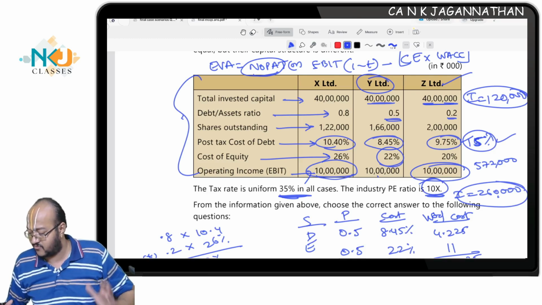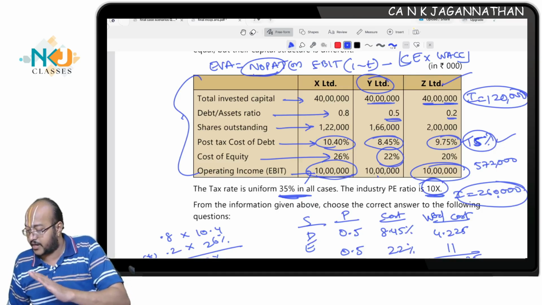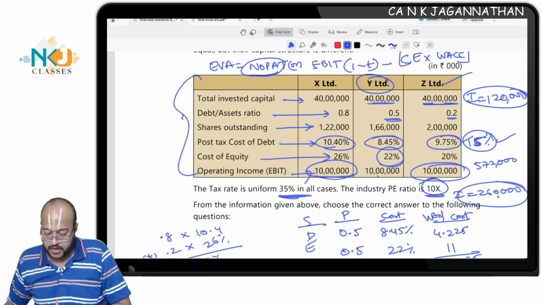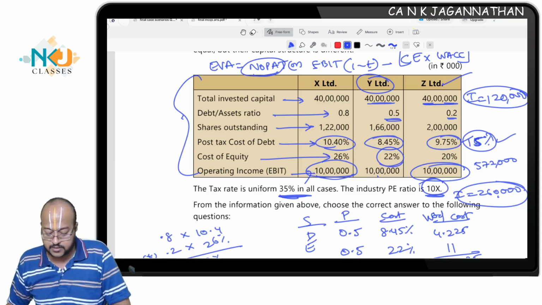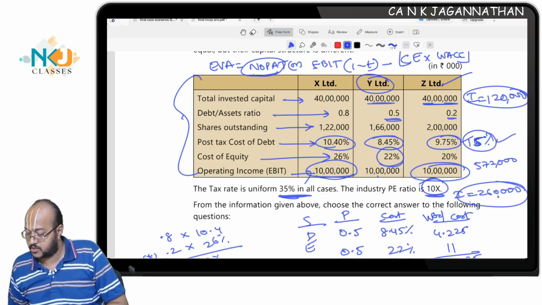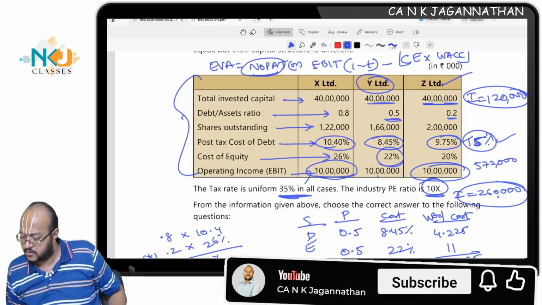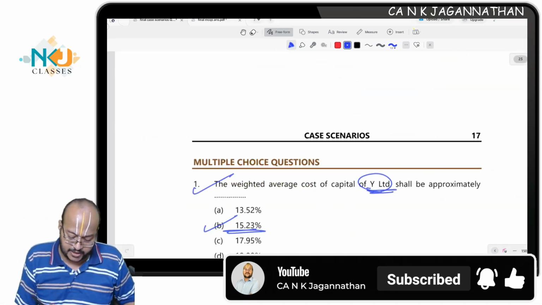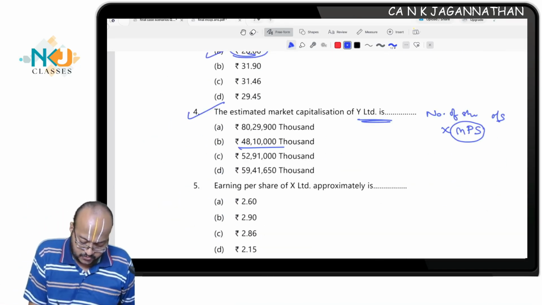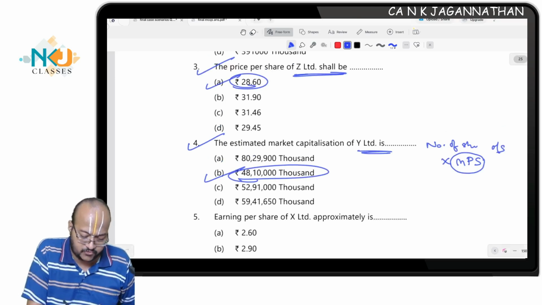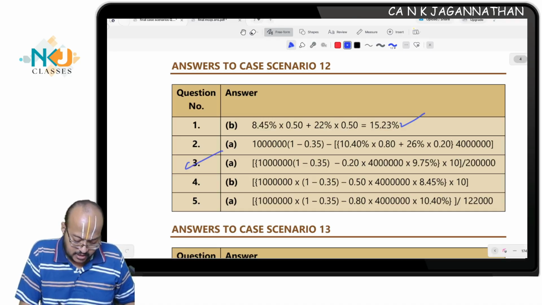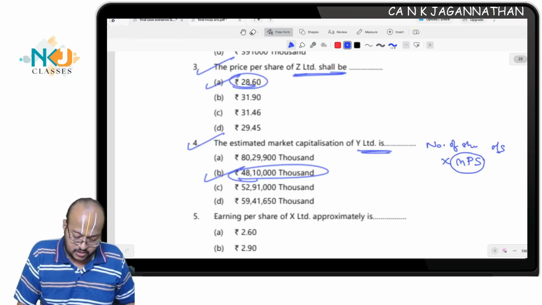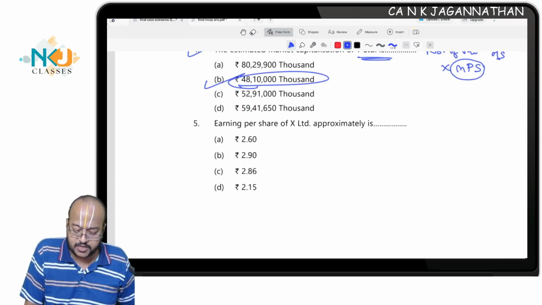So 7,40,000 converted to post-tax into 65%, 4,81,000 divided by number of shares outstanding, 1,66,000. You will get EPS into PE ratio. You will get MPS 28.97 into number of shares outstanding, 1,66,000. Okay, you will get how much? 48 lakhs, 10,000 or something. 48 lakh 10,000, yes. B should be the solution. Let's just quickly verify options 3 and 4. Yes, B is the solution here. Okay, 48 lakh 10,000. Next, earnings per share of X Limited.